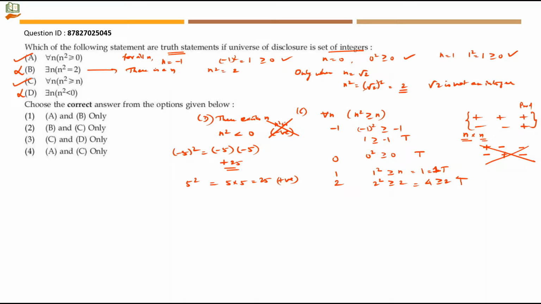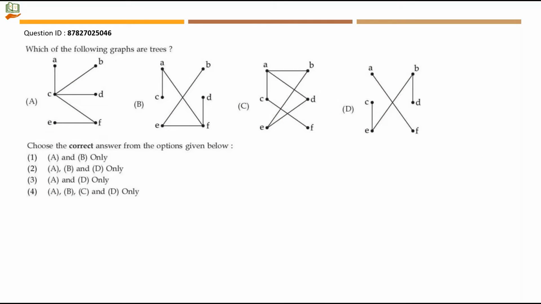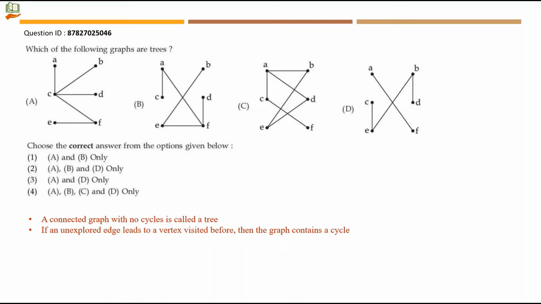So option number 4, A and C will be the right answer. Rest of the options are wrong. Next question. Which of the following graphs are trees? A connected graph with no cycles is called a tree. If an unexplored edge leads to a vertex visited before, then the graph contains a cycle.